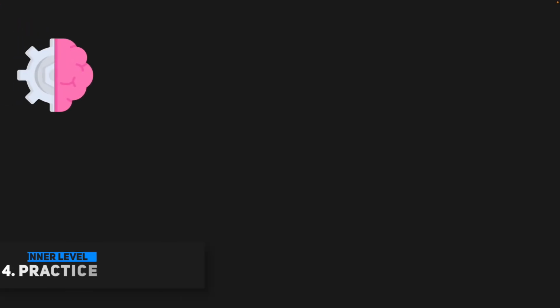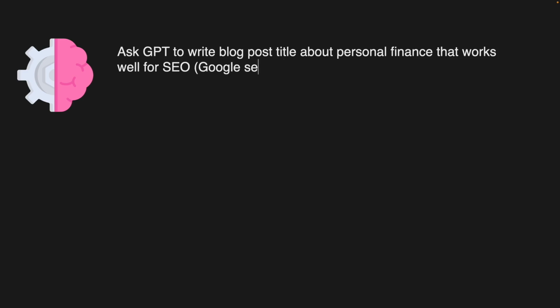Welcome to the first challenge of this part. You will not learn a new skill unless you practice it. So let's practice what we have learned till now. So here is the challenge. Ask ChatGPT to write a blog post title about personal finance that works well for SEO. For those of you who are not familiar with SEO, SEO stands for Search Engine Optimization, which is a science that will help you rank your websites and web pages higher in search engines like Google.